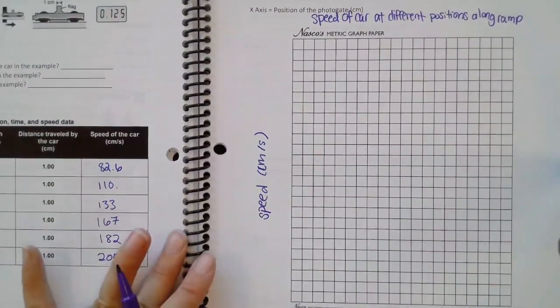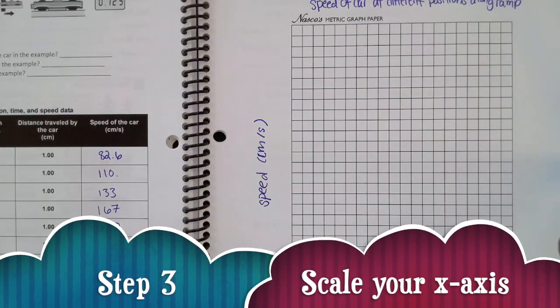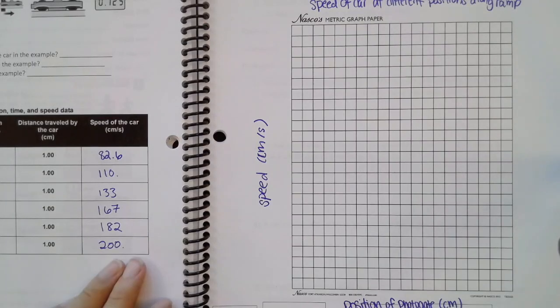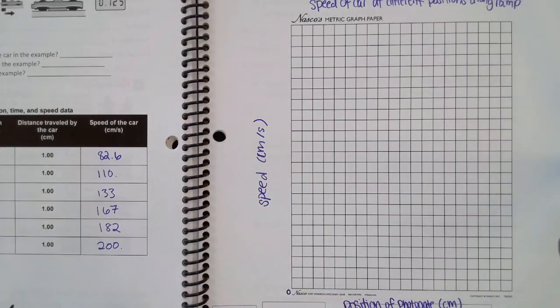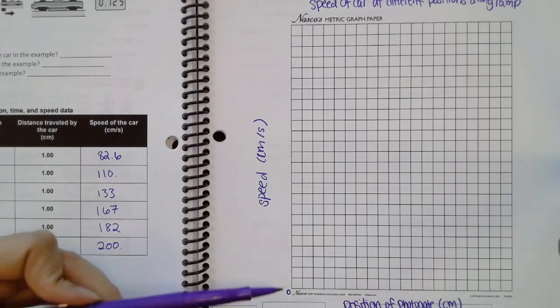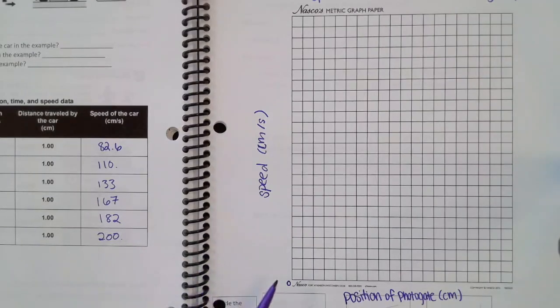Now, before we get started on plotting any data points, we have to create a scale for our graph. We have to remember a few rules, most importantly of which is that we always have to start at 0. Then we try to maximize our distance on the graph. So how can we fill out the most space along both our x-axis and our y-axis? And for that, we have to consider our data points. For the position of the photo gate, we have to go from 0 to 60.